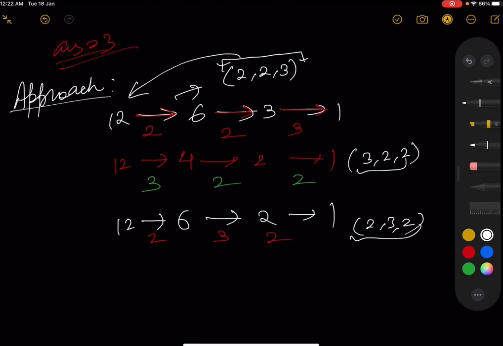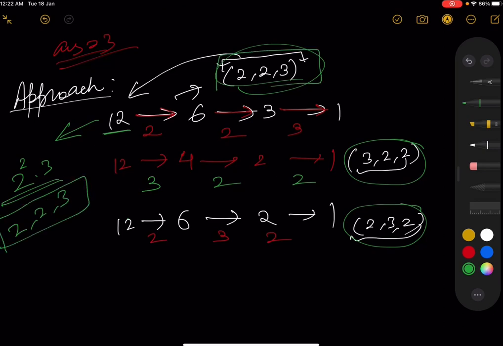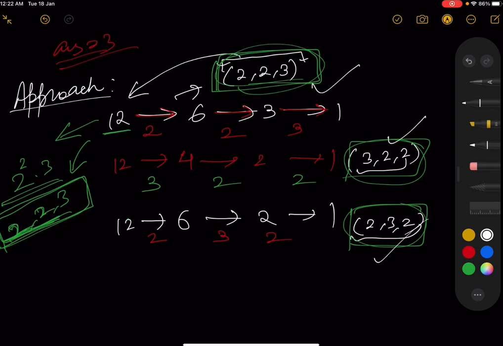And these are nothing but the permutations of the prime factorization of 12. If you simply prime factorize 12, you will get 2 square into 3, which means 2, 2 and 3. So all these sequences, like 2, 2, 3, then 3, 2, 2 and 2, 3, 2, are basically the permutations of this list of prime factors of 12, with the same occurrence of every prime factor. If 2 has occurred 2 times here, then in each transformation sequence, like this one or this one or this one, 2 will also occur 2 times. Similarly, 3 has occurred 1 time, so in all of these 3 transformation sequences, 3 occurs 1 time.